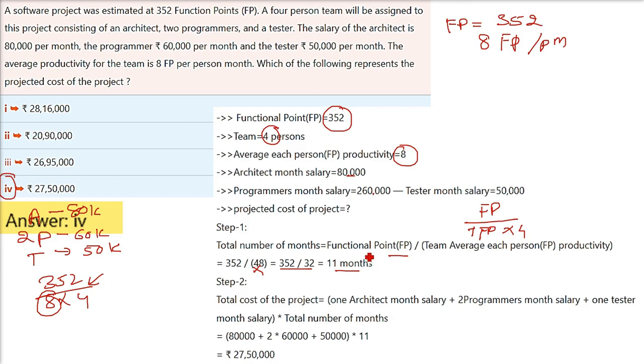Now salary is very easy. You know the salary of each of them. 80k plus 60k into 2 because there are 2 people earning this much, and then 50k. Add them, multiply it by how many months they are going to work, 11. In thousands, you get 2,750,000. This is the answer.